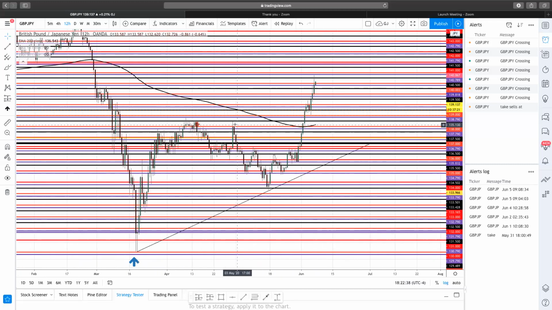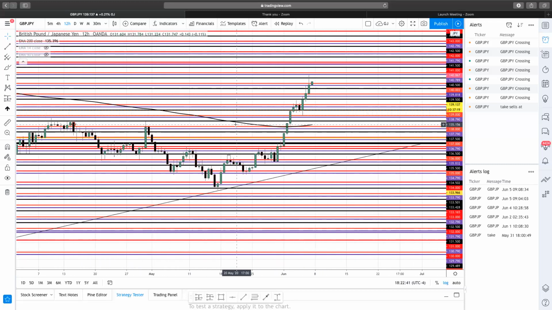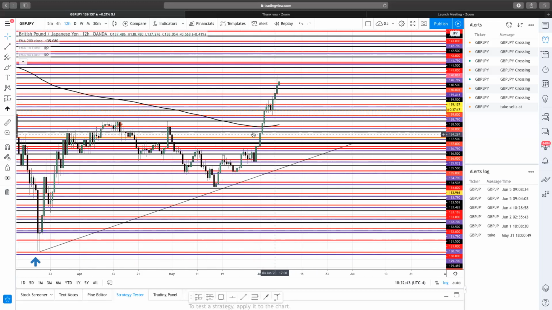So what happens is you want to try to buy the retest. So perfect example would be right here. So see how it bounced right above the 200. It came back and did a retest.